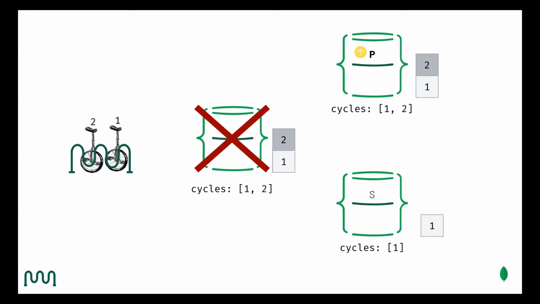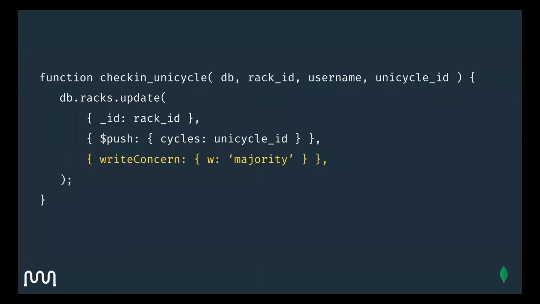Among the healthy nodes, the secondary with write 2 is the most up-to-date. So it is guaranteed to win the election for primary. The other secondary eventually replicates Unicycle 2's check-in. And when the down node returns, all 3 nodes are consistent, and there is no need for a rollback. So write concern majority fixes the bug.